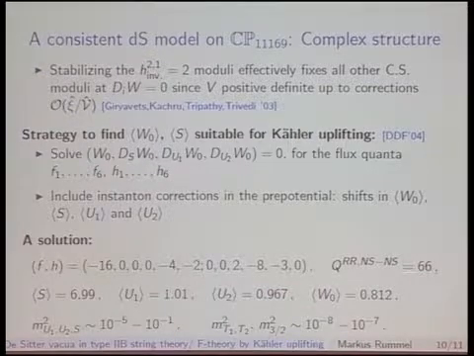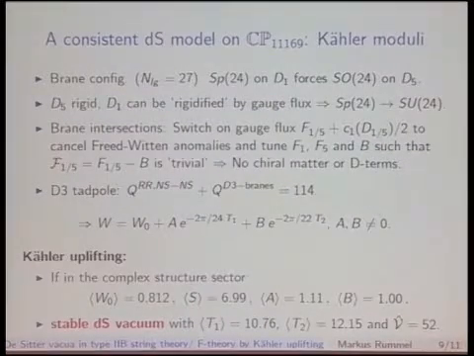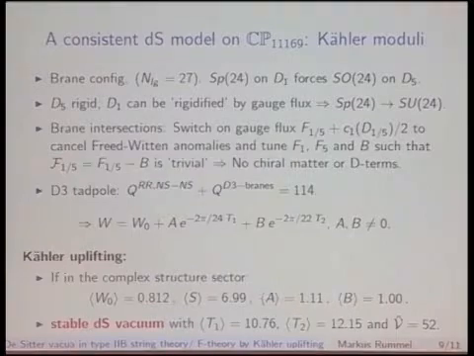The tadpole, remember, was 114, so this is less. You can fill up the rest with gauge flux or these D3 branes, and the moduli are stabilized at this value. W0 is this. So we've tuned here. You see we've kept B at 1, and we've tuned A from 1 to 1.11. So this is the by-hand value that we set.